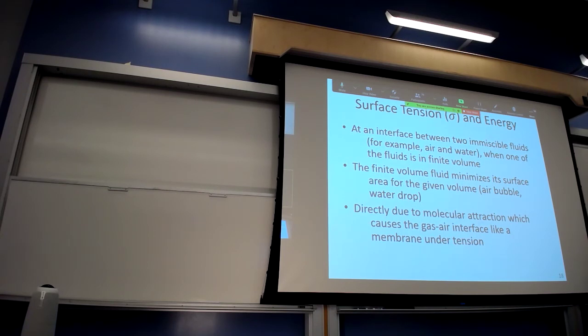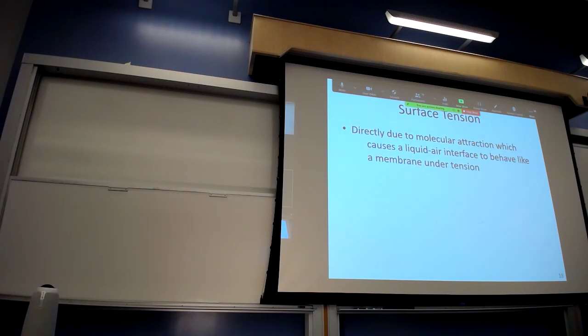Surface tension is a fluid property that is directly a result of molecular attraction at an interface. And I mentioned here a gas-air interface, but it certainly can be at any liquid-liquid interface as well. And so what happens is, if we, how do we set this?